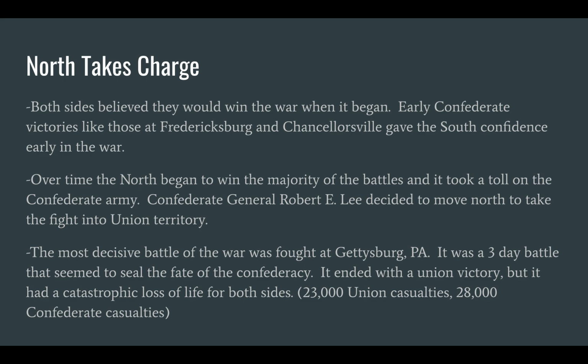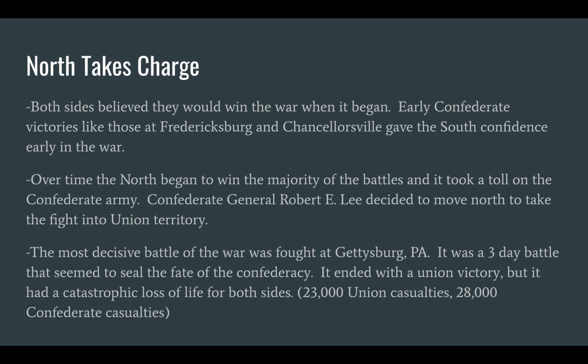Now, both sides believed they would win the war when it began. Early Confederate victories like those at Fredericksburg and Chancellorsville, both in Virginia, gave the South confidence early in the war. But over time, the North began to win the majority of the battles, and it took a toll on the Confederate Army. The Confederacy didn't have all of the ammunition they needed and all of the quality guns that they needed, and they didn't have all of the uniforms that they needed. And over time, they began to be worn down.